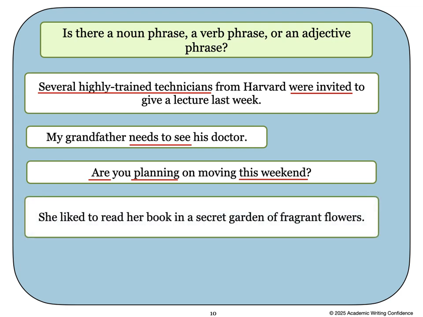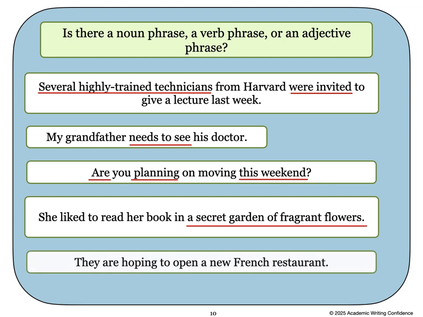She liked to read her book in a secret garden of fragrant flowers. We have a noun phrase at the end of this sentence. They are hoping to open a new French restaurant. There's a noun phrase at the end as well as a verb phrase.